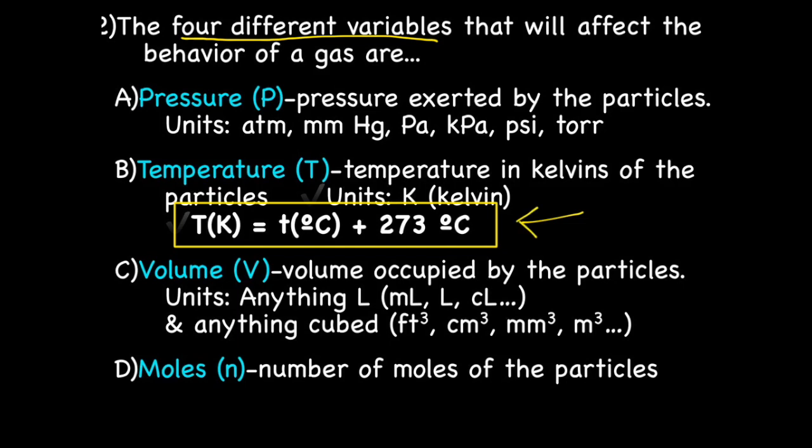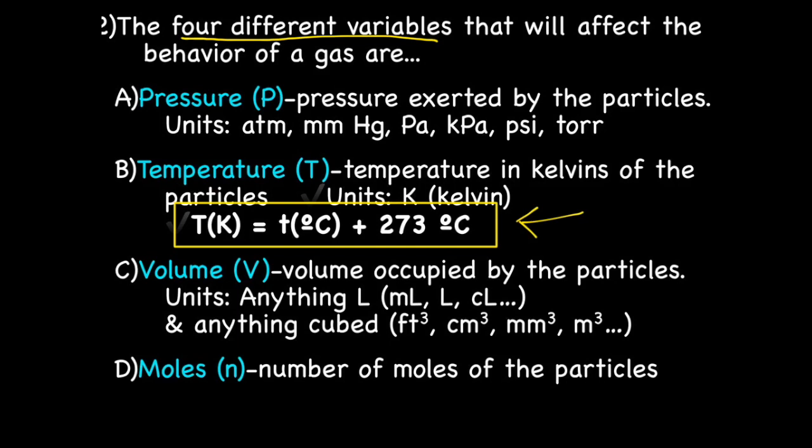Okay, so we've got pressure, we've got temperature. The next variable is volume, represented by a capital V. It's the volume occupied by the particles, or the space the particles take up. Volume can be anything in liters, so it could be liters, milliliters, centiliters, kiloliters, any kind of liters, and anything cubed: feet cubed, centimeters cubed, millimeters cubed, decameters cubed, meters cubed, anything cubed. Of these 4 variables, we're going to spend the most time working with pressure, temperature, and volume.